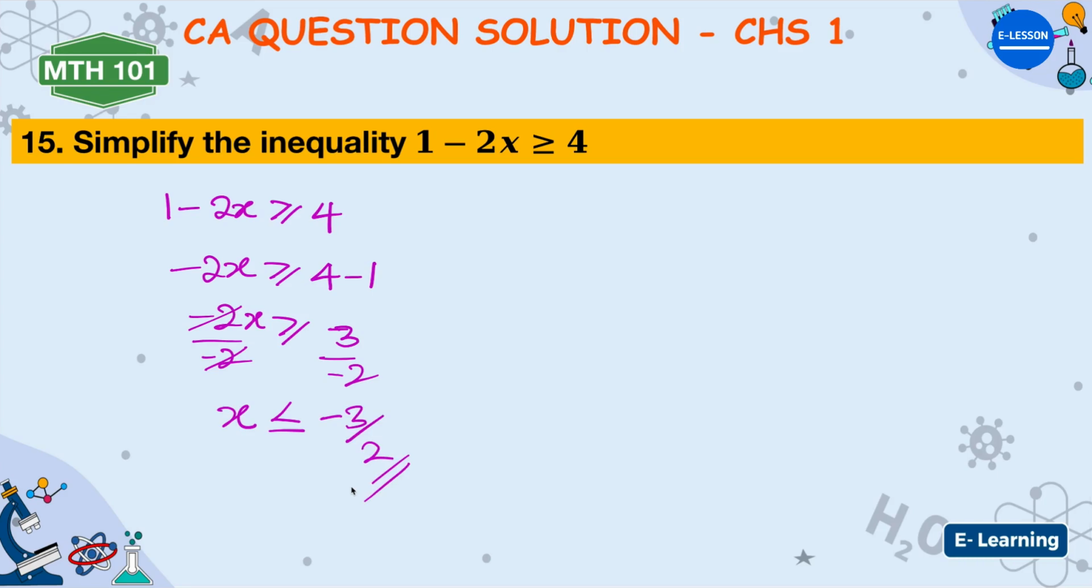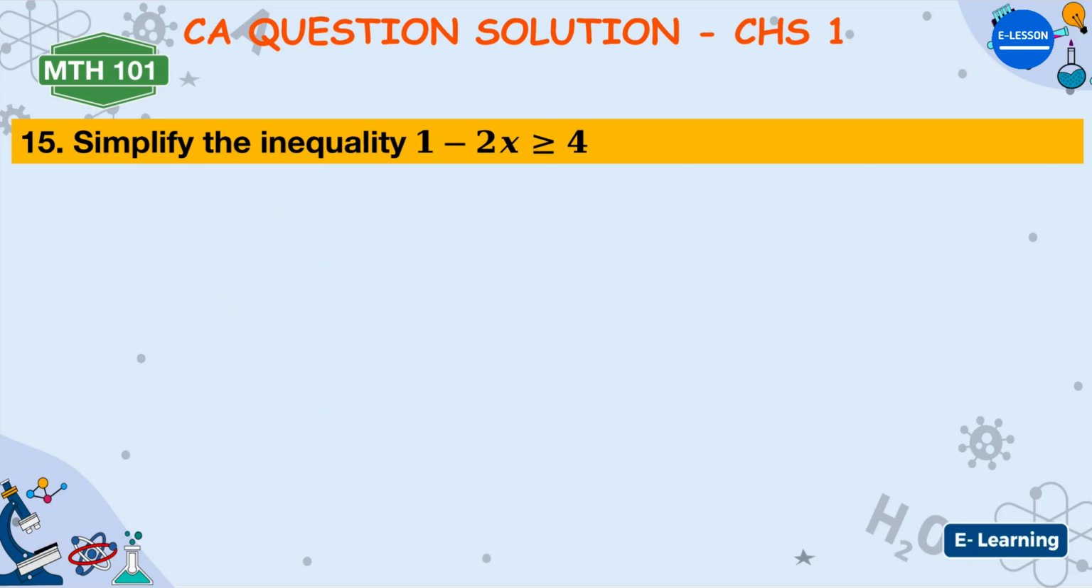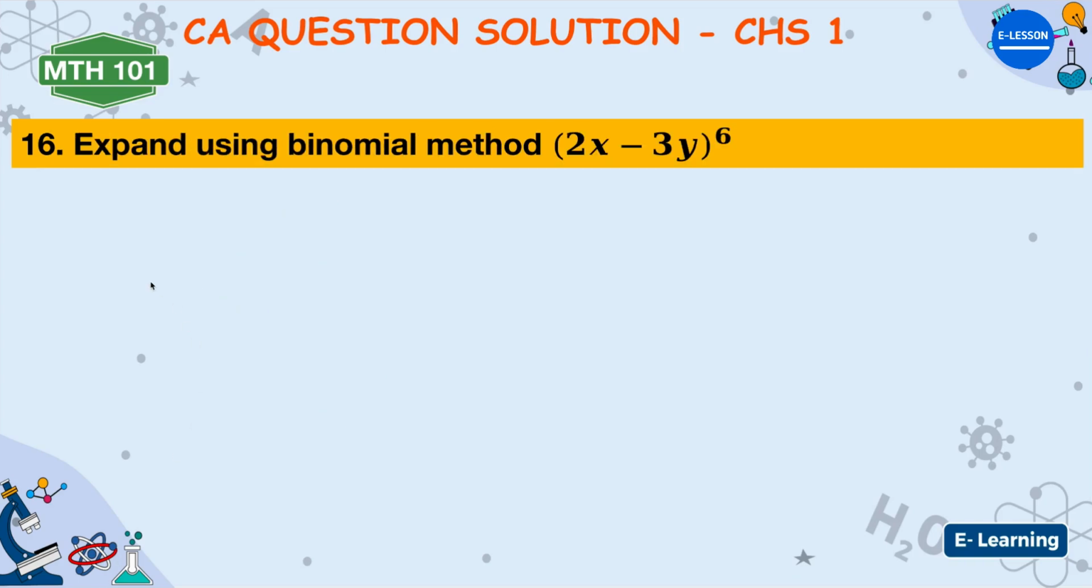We've gotten to this question. I dread this particular question so much because it's going to be so exhausting. But let's see. Now, using the binomial method, they didn't say Pascal's triangle. Using the binomial method, expand this.